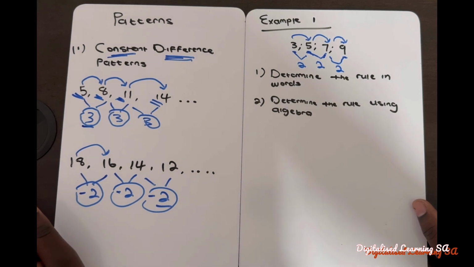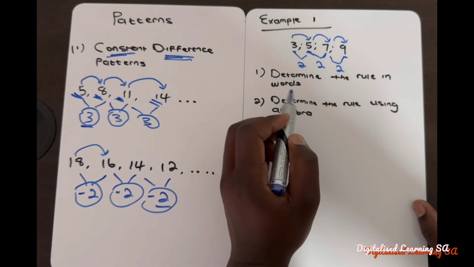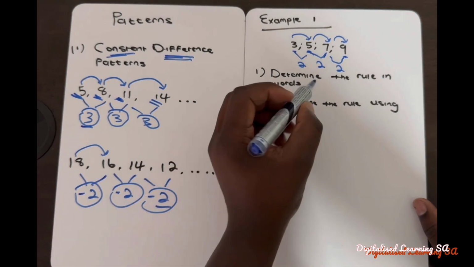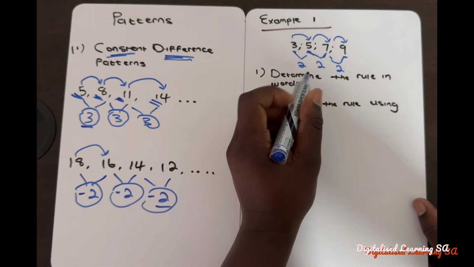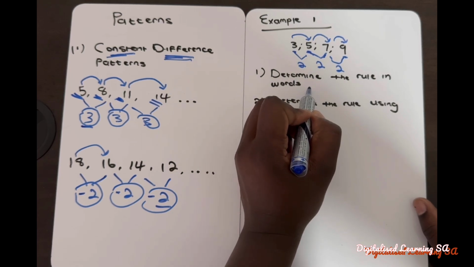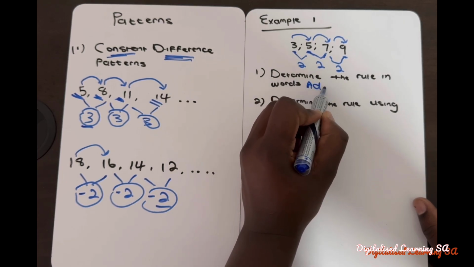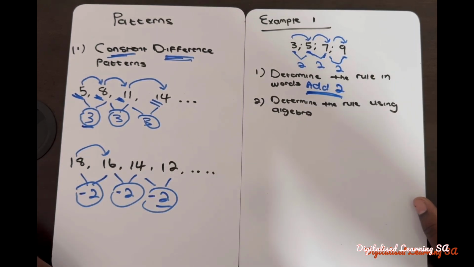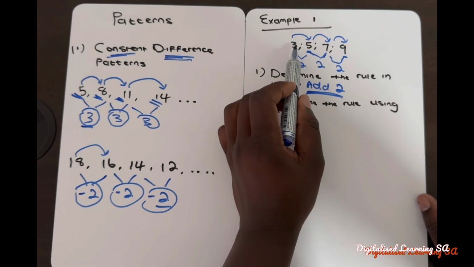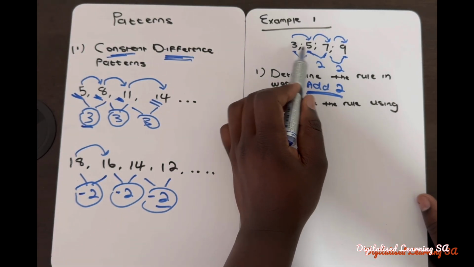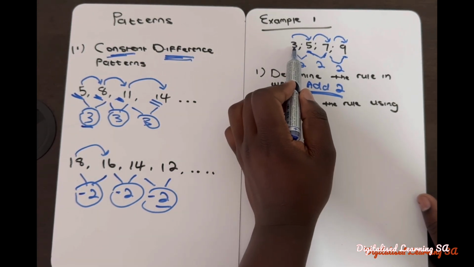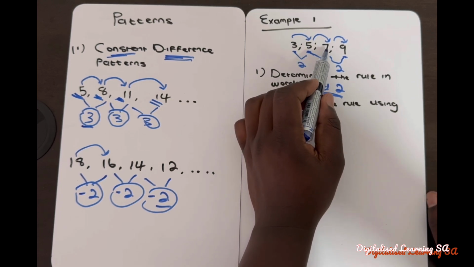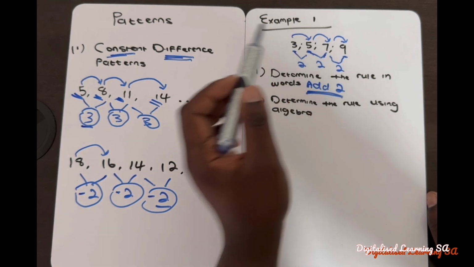So the first question is: determine the rule in words. What you need to do here is very simple. You just have to say add 2, and this is your answer, because all these values are increasing by 2. If you take 3 and add 2, you get 5. If you take 5 and add 2, you get 7. And if you take 7 and add 2, you get 9.